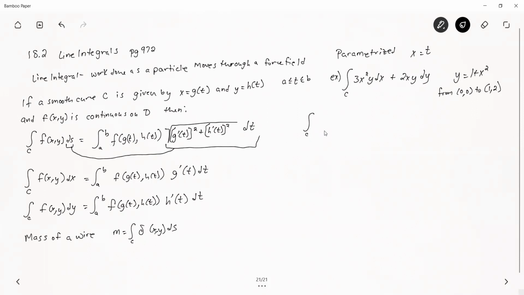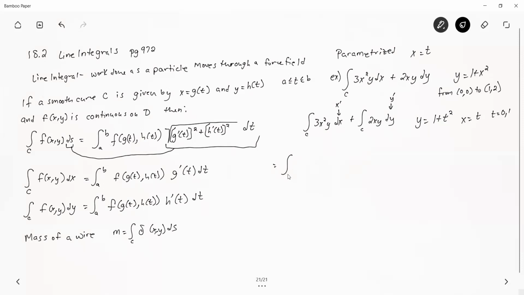So what I'm going to get is the line integral over C of 3x squared y dx. This is our x prime, that's our dx. Plus the line integral over the curve of 2xy dy. Well, that's our y prime. Again, y was equal to 1 plus x squared. Well, that's the same as saying 1 plus t squared because x is equal to t. Since x is equal to t, t goes from 0 to 1, because that's our x coordinate, 0 to 1.